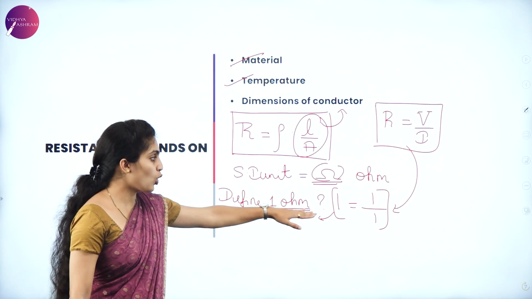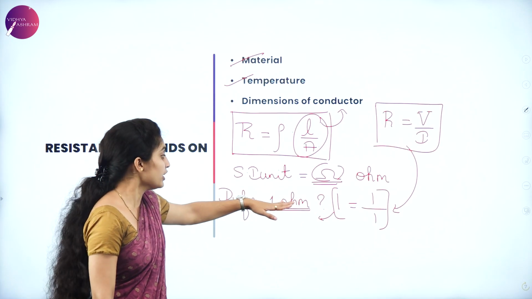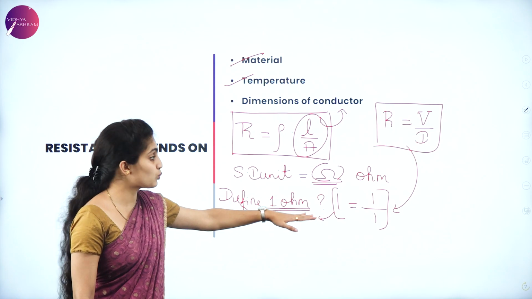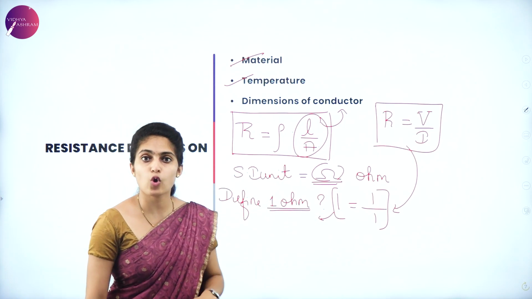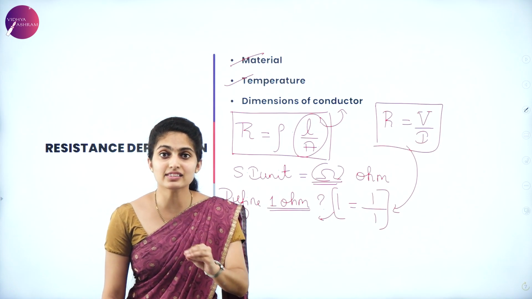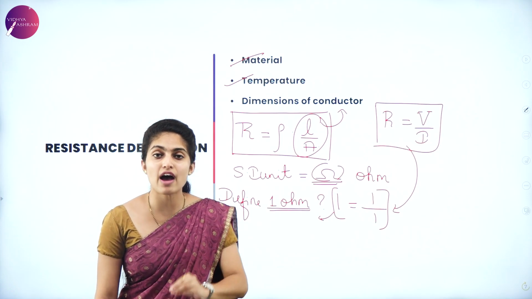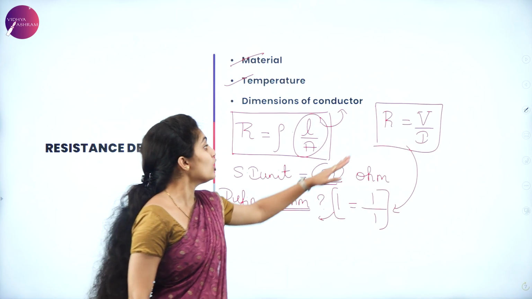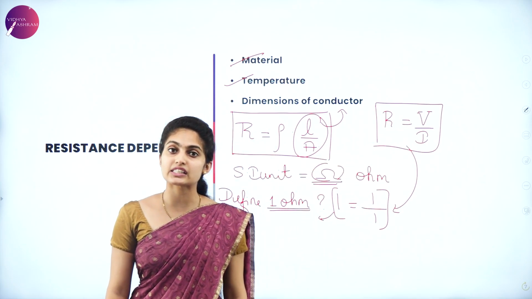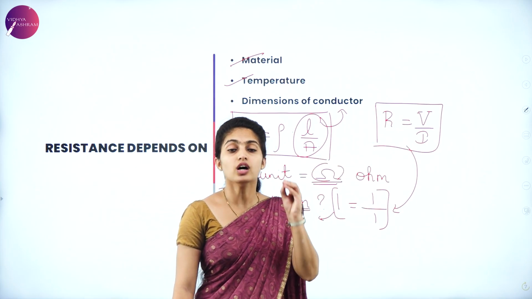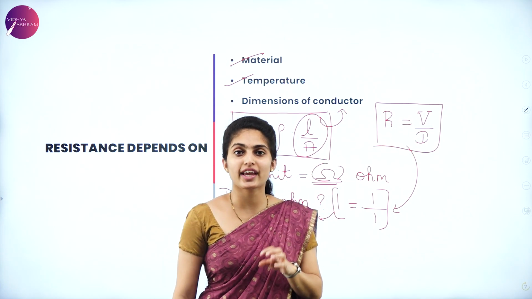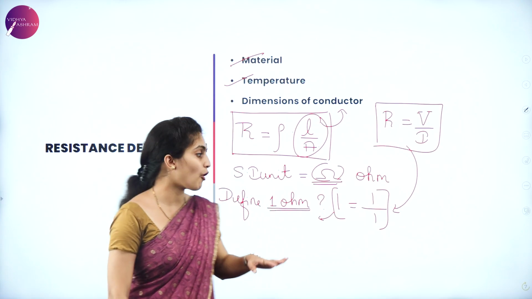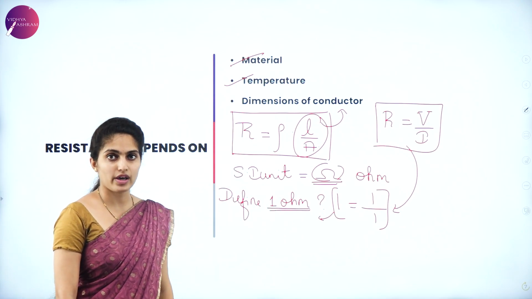So what is 1 ohm? When can a conductor have a resistance of 1 ohm? That is when voltage is 1 as well as current is 1. So define 1 ohm: a conductor is said to have a resistance of 1 ohm when 1 ampere of current is flowing through it and it has a potential difference of 1 volt across its end. That is all about the definition of 1 ohm.